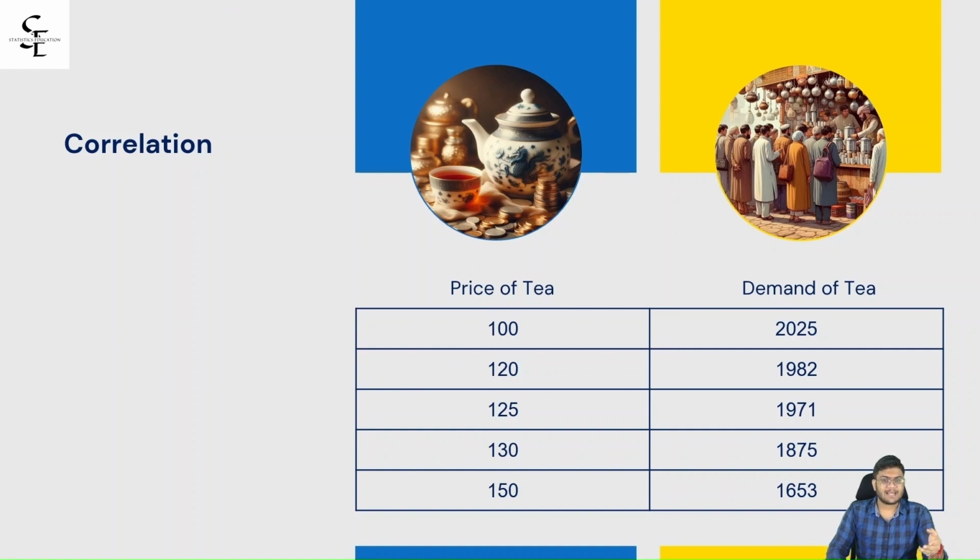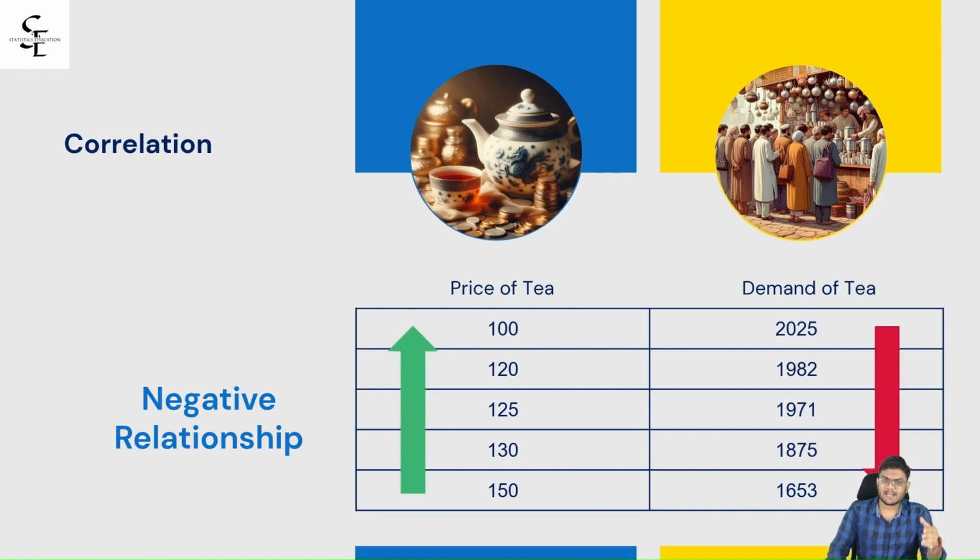Here we have the price of tea and the demand of tea. Here we can notice that the price of tea is increasing while the demand of tea is decreasing. We can notice there is a negative relationship between two variables. When we obtain correlation, we can obtain the degree of relationship which is in numerical form, which allows us to understand how strongly the price is affecting the demand.